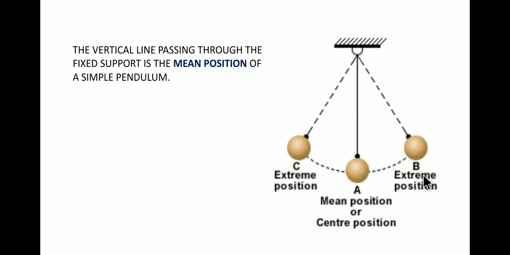Let's see how the simple pendulum now functions. Here we can see the simple pendulum moves from its mean position to the two extreme points at left and right, okay, and this to and fro motion of the simple pendulum is called oscillation, and the time taken by this pendulum to move back and forth is called the time period. So let's learn some of these terms.